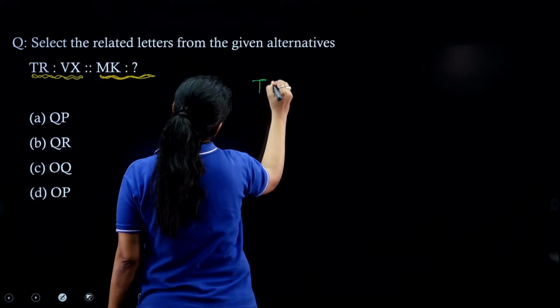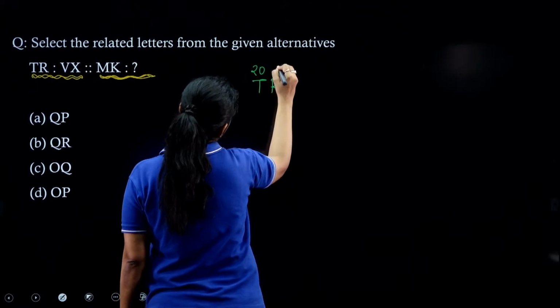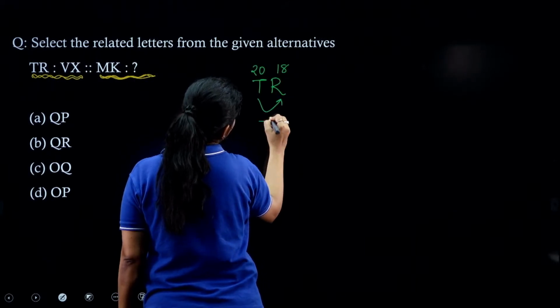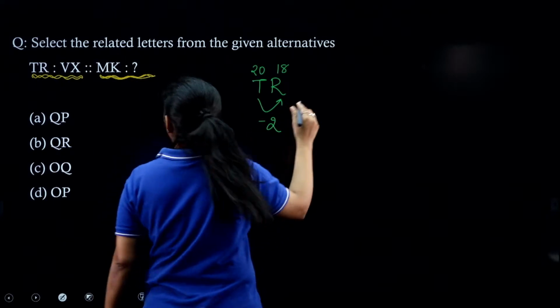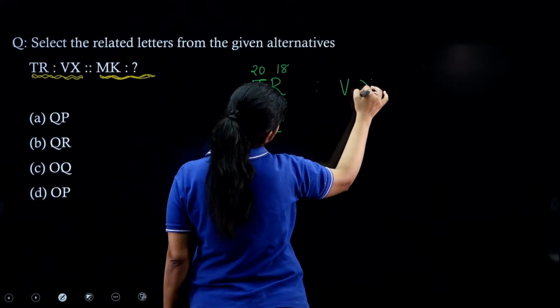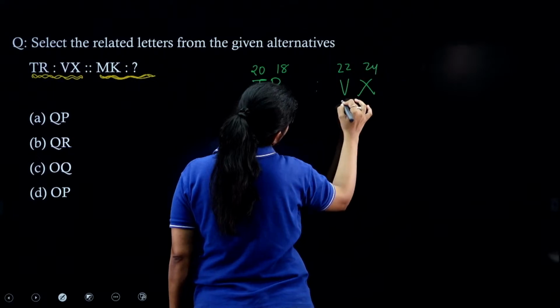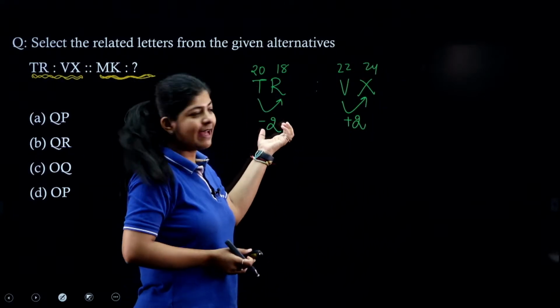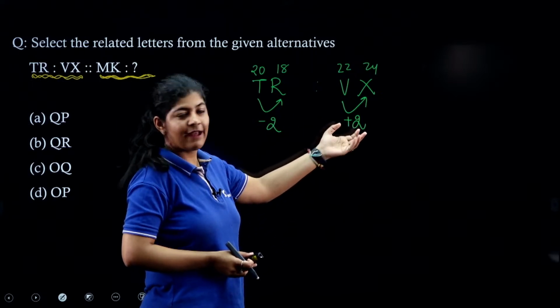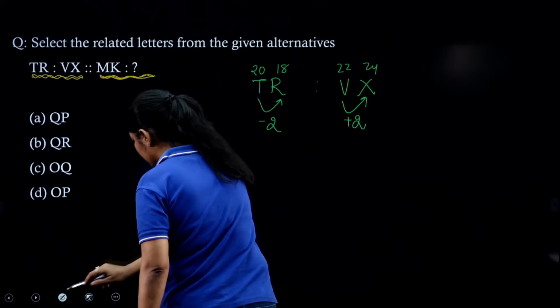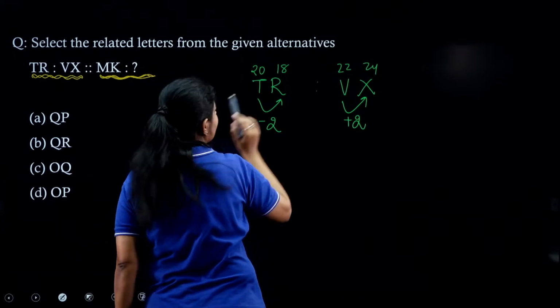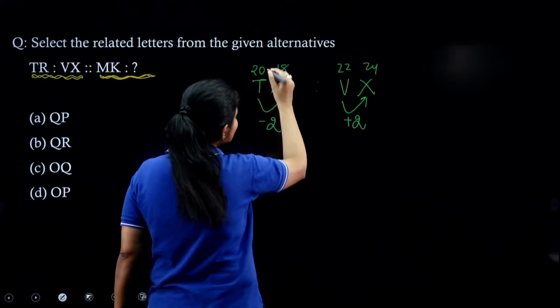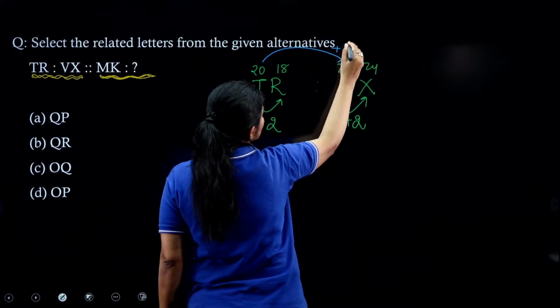So here we are having TR, that means 2018. This is subtraction of -2, right? And here we are having VX, 2224. There's an addition of +2. That means in one part we are having subtraction, in another part we are having addition. If we talk about the first letter of these alphabets, then here we are having a difference of +2, right?